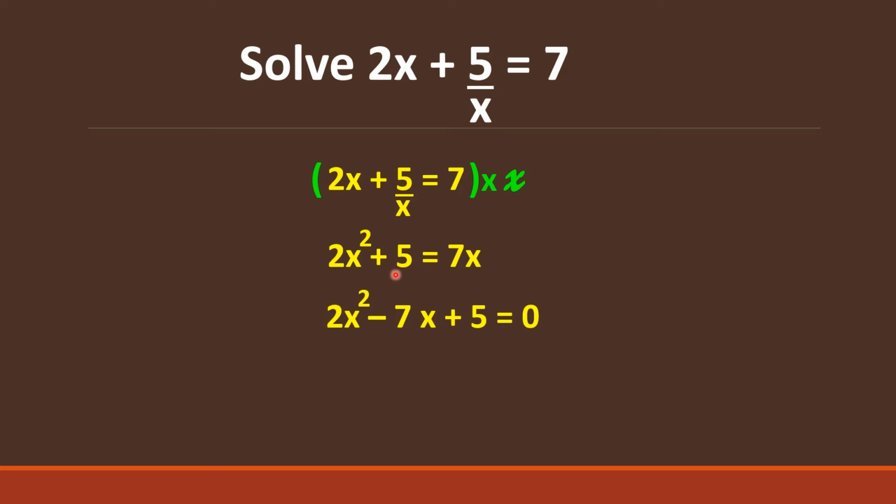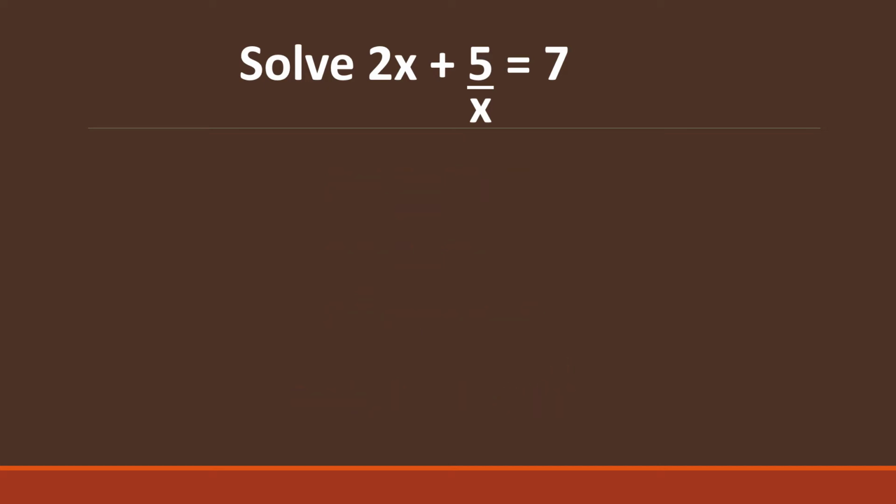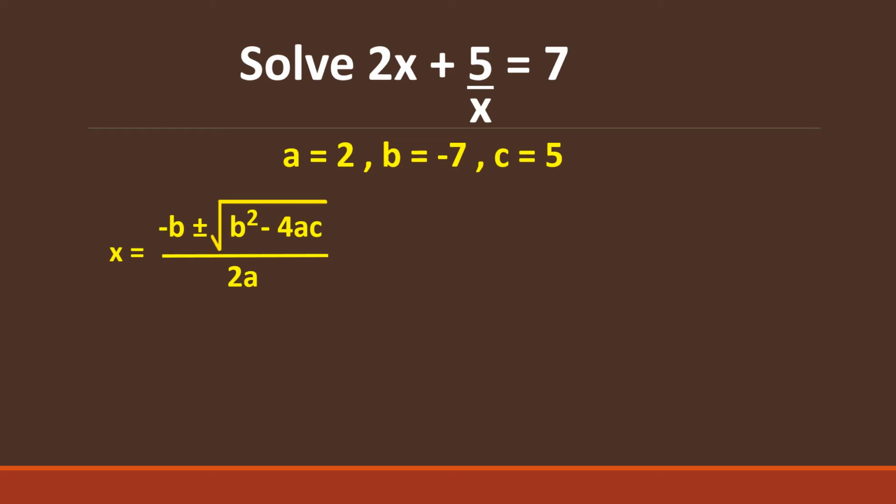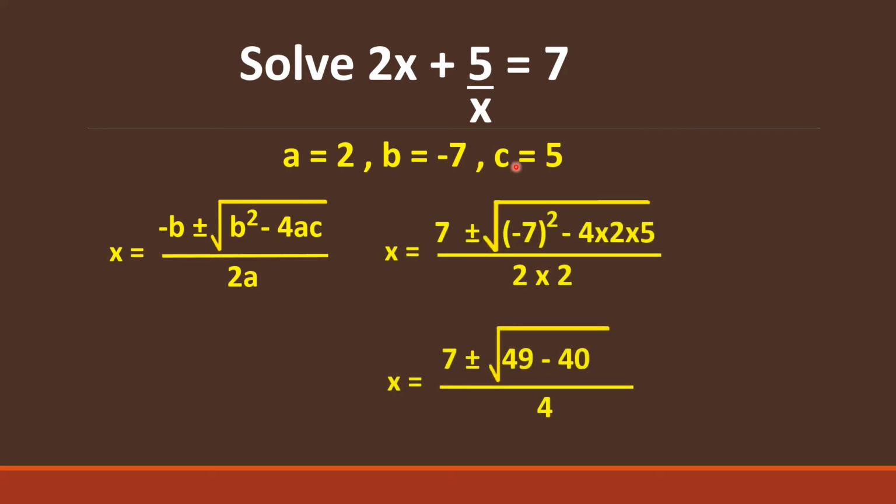As it has come in the form of a quadratic equation, ax square plus bx plus c is equal to 0, we get a, b and c. a is 2, b is minus 7 and c is 5. And now, let us apply the quadratic formula: minus b plus or minus square root of b square minus 4ac by 2a. When these values are applied in the formula, we get 7, that is minus b.